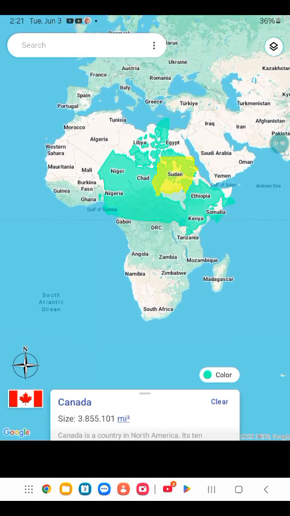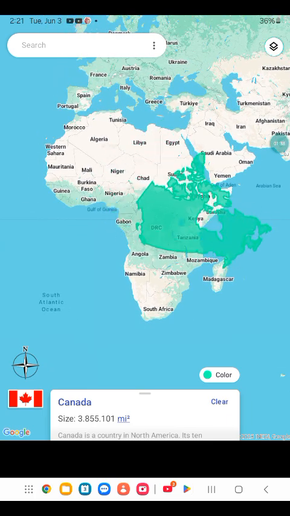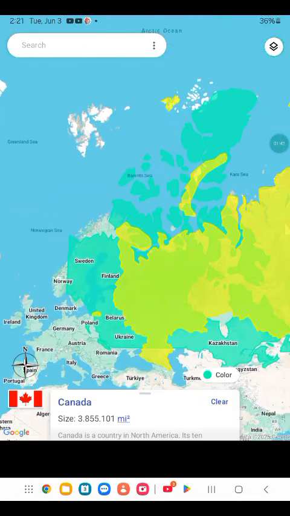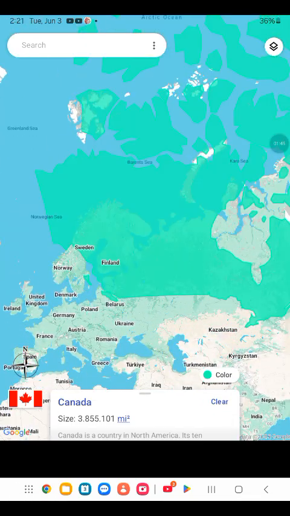Because countries on the equator usually show their true sizes. And countries, when they go higher than the equator, they look bigger than their true sizes.